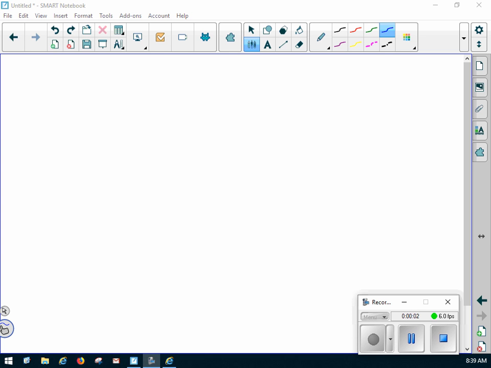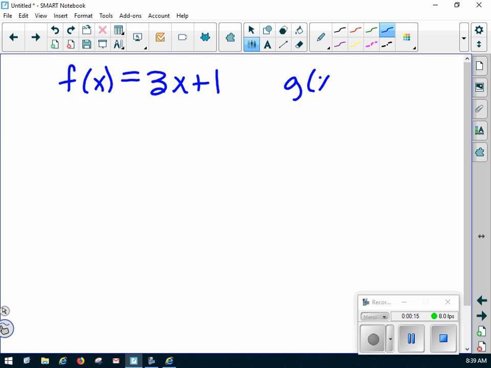Top of page 88. You have the word compositions. We did this just a little bit yesterday. Is this the right equation? F of x is 3x plus 1? Thank you. And g of x is x cubed.